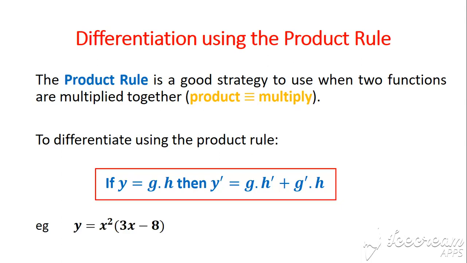To show you what we mean, here's a function y equal to x squared times 3x minus 8, and we're going to see that it's broken up into two functions. One is g, x squared, and one is h, 3x minus 8, and they've been multiplied together.